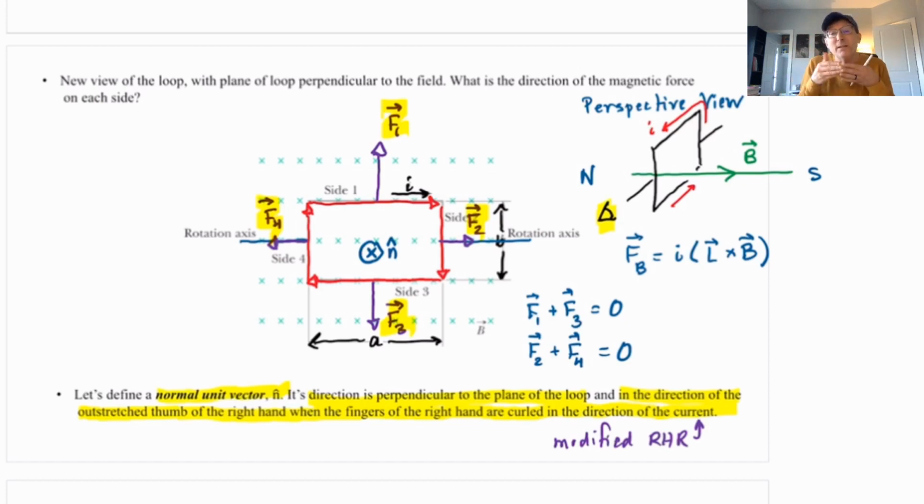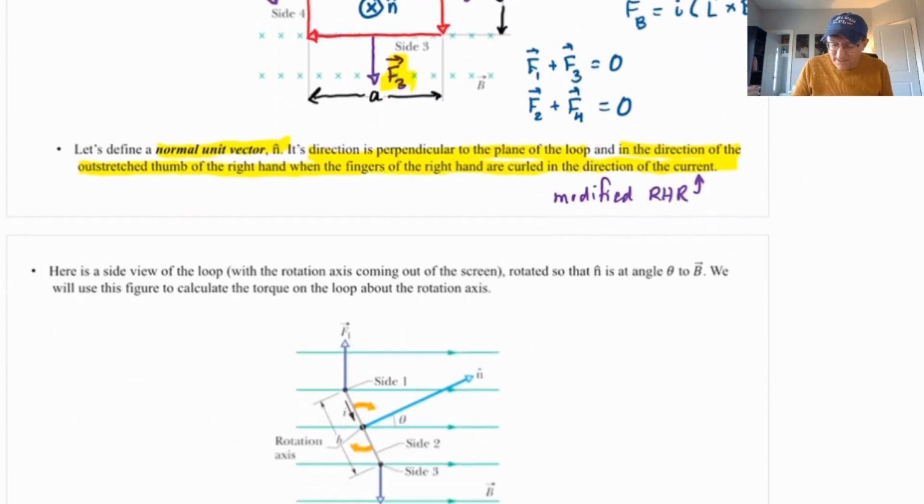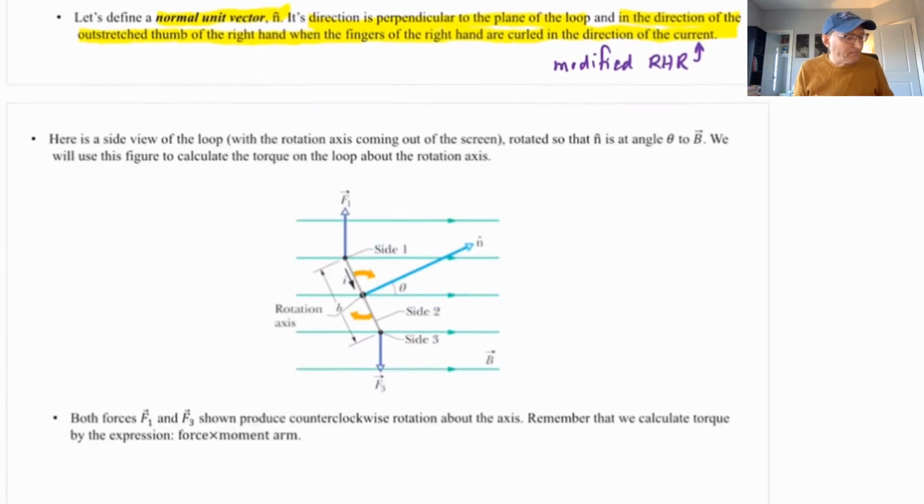Okay, so now I'm looking from the front, so I'm seeing a side view, and the loop is now angled a little bit. It's not straight up and down. What it would look like then is this. Here's a side view of the loop with the rotation axis coming out of the screen, rotated so that this new unit vector n hat, right there, has some angle theta to the direction of the magnetic field, B. There you can see the theta. That's the angle between n hat and B. And that theta, that n hat direction, comes from this modified right-hand rule.